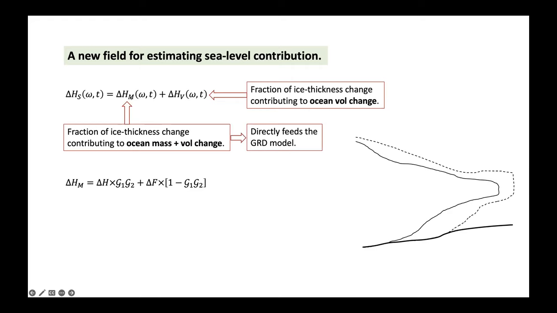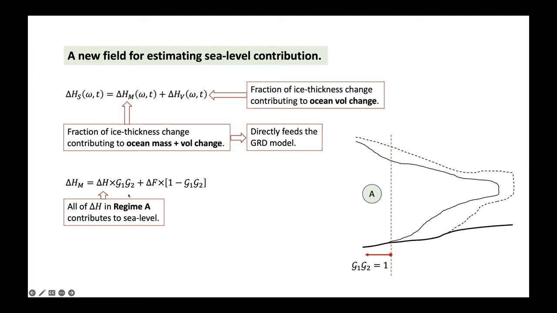And the first component, the mass related component, can be simply expressed as in here. As you can see, Z1 and Z2 basically are the grounded ice masks at time one and time two. So in this case, when the ice sheet is grounded at both times, which is in this regime, it takes a value of one. And if we are in this regime, then delta H contributes to sea level. I call it regime one.